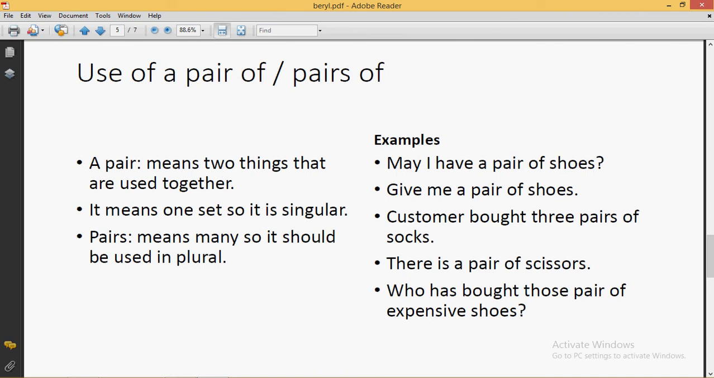For example, if you say a pair of socks, it means you need socks. Those socks, there are two inside there. Because you have two legs, you have to put on two socks. Each leg must have one sock. So the sentence is in the singular. Pairs means many, so it should be used in plural.